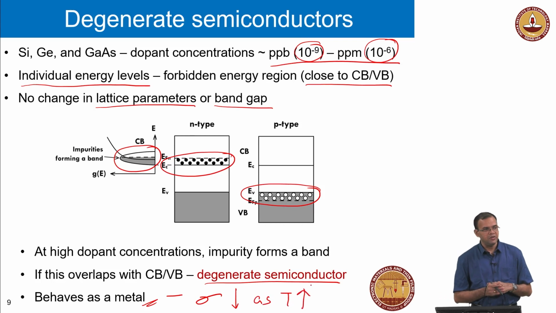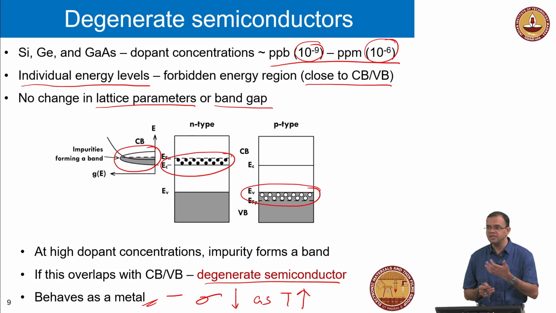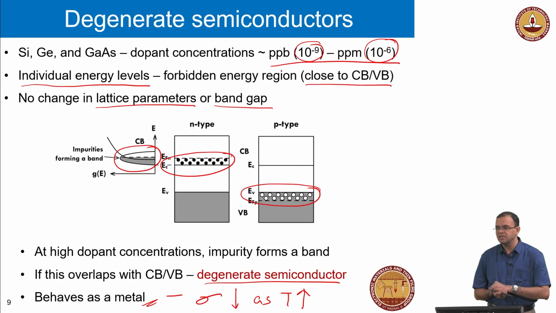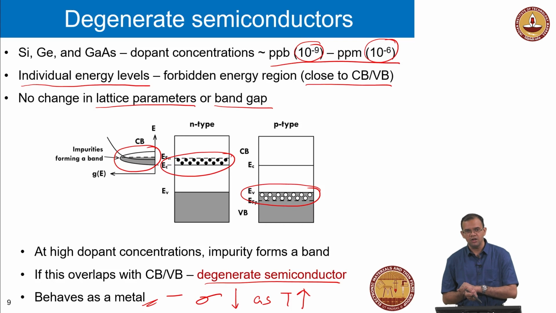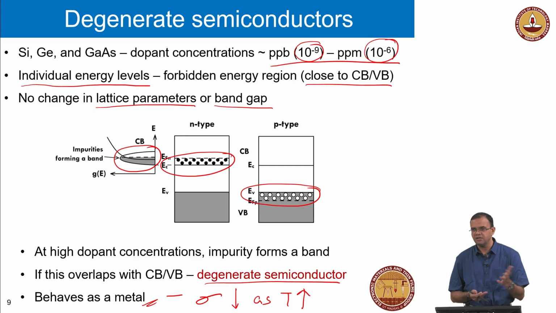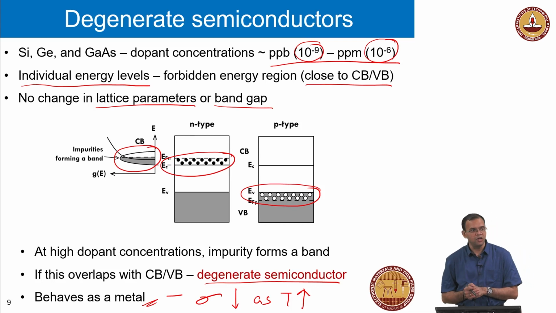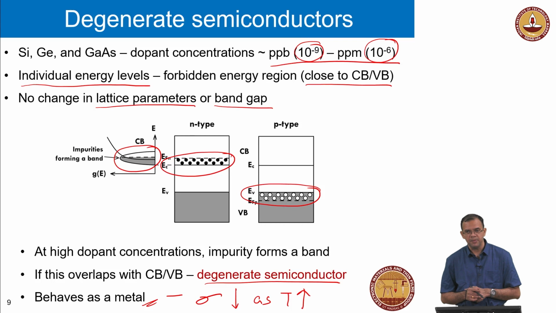So normally when we talk about semiconductors, we said that the conductivity increases with temperature, but a degenerate semiconductor is one where sigma actually reduces, because I already have a very high charge carrier concentration, that is not going to change, but obviously I will have more scattering, mobility will go down, which means sigma will go down. So that is why we say this behaves as a metal.